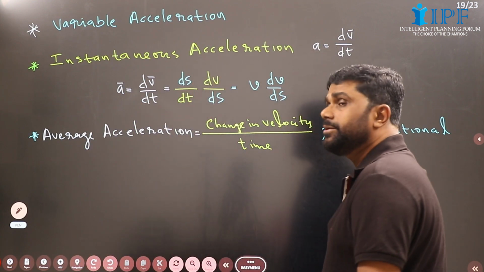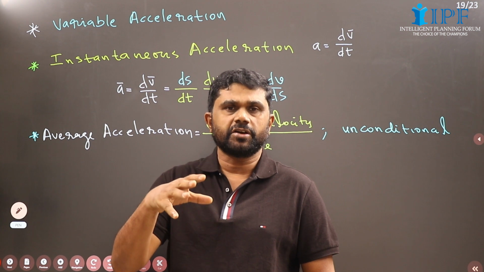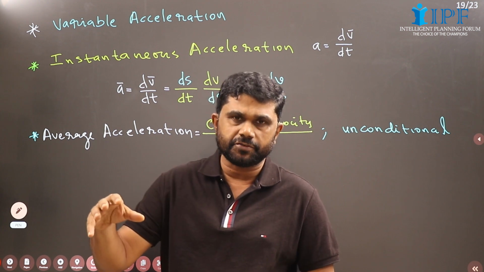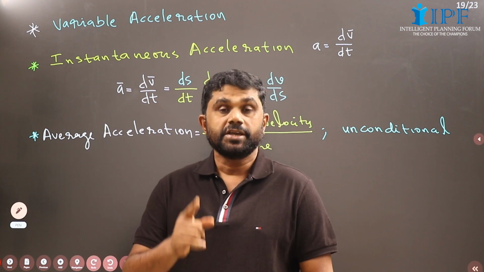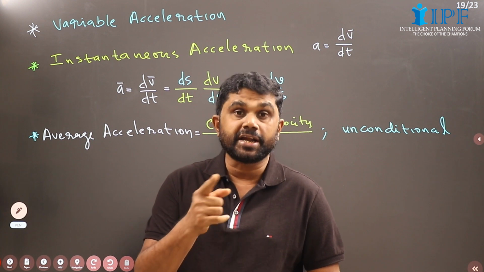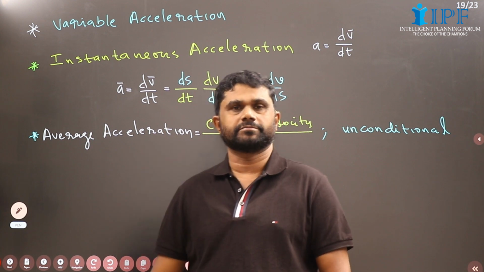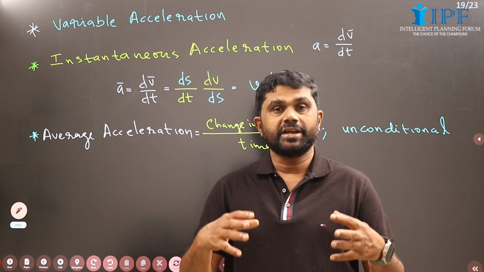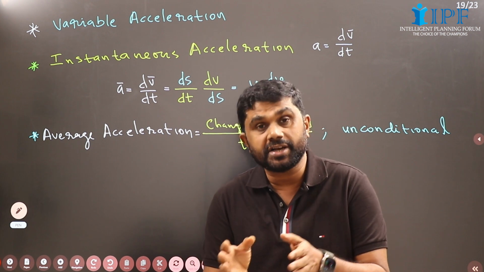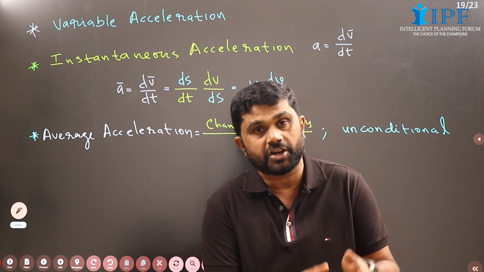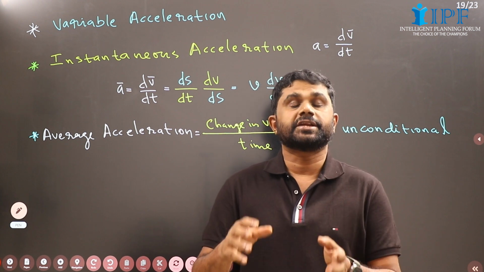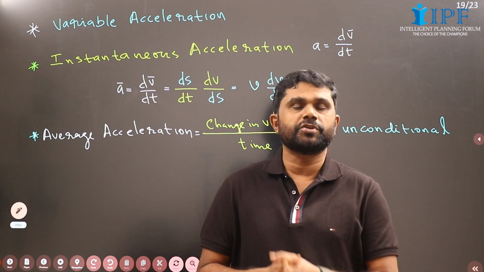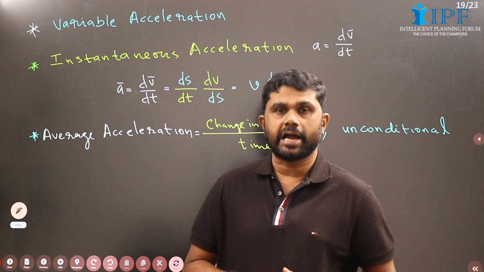Now, variable acceleration. If the velocity changes equally in equal intervals of time, then the acceleration is constant. If the velocity changes unequally in equal intervals of time, or if a body requires unequal intervals of time to change the velocity equally, then it experiences a non-uniform acceleration or variable acceleration.